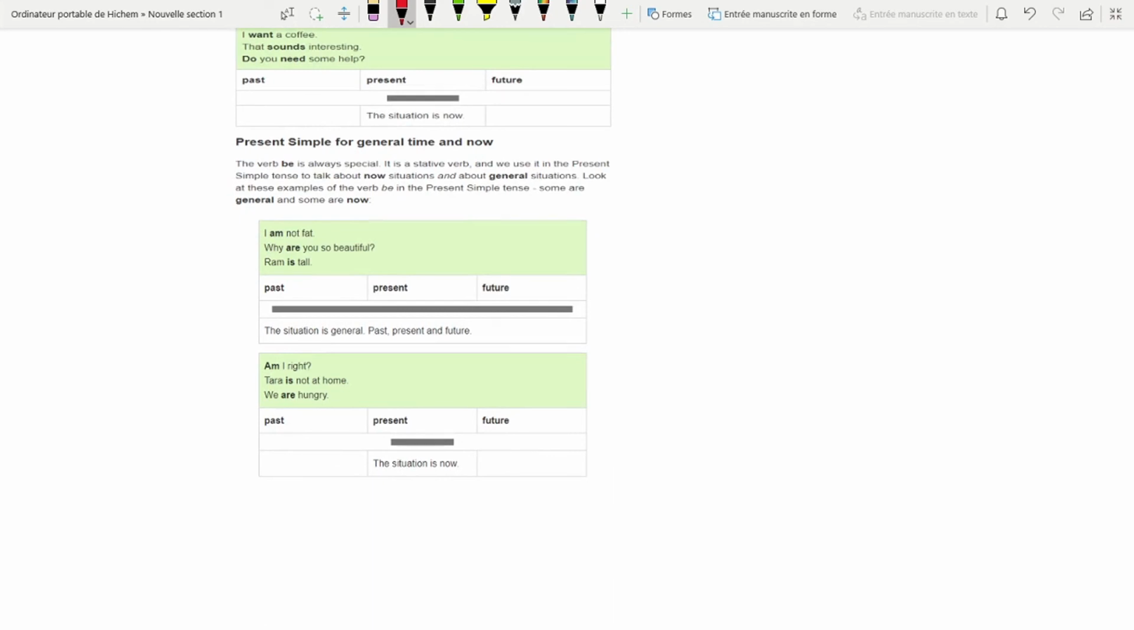Then sometimes we can use the verb be in order to describe something that is related to only here and now. So when you say am I right, it means you are right about something that is happening right now. It's not something that has happened before. Or when you say Tara is not at home, she is not at home right now, but maybe she will be at home tonight, or tomorrow, or next month. When you say we are hungry, hunger does not last forever. So you eat, then you're not hungry anymore. So these situations are related to here and now.